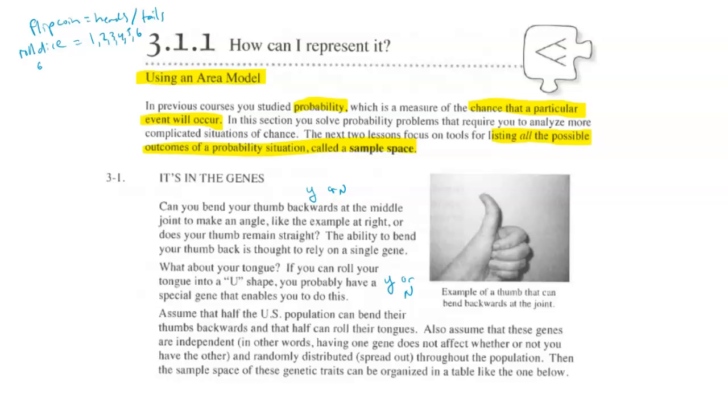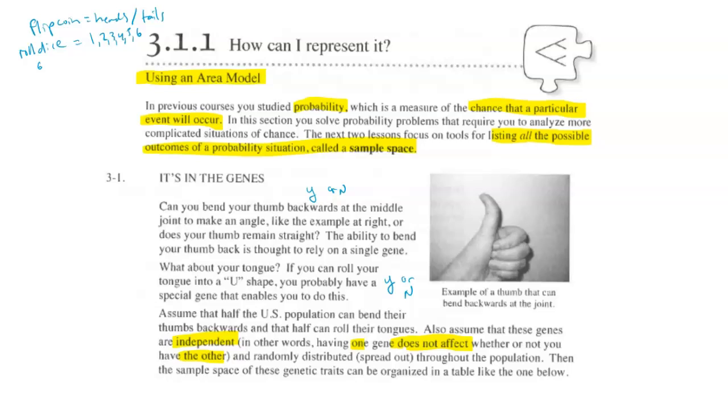So when I'm setting up our area model, I want to represent those two things. It says, assume that half of the population can bend their thumb backwards and half can roll their tongues. We also want to assume that these genes are independent. Whenever you see that word independent, it just means that one thing does not affect the other one. Rolling my dice doesn't affect how I flip my coin, or vice versa.